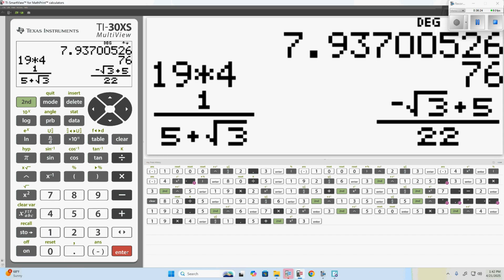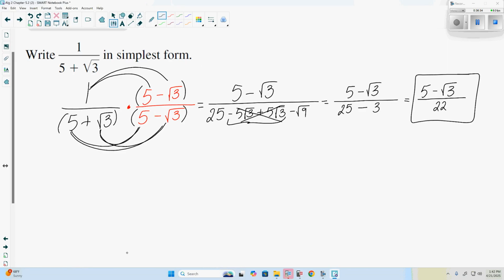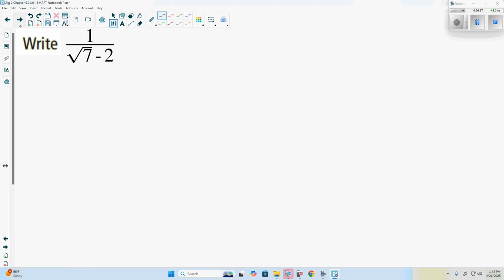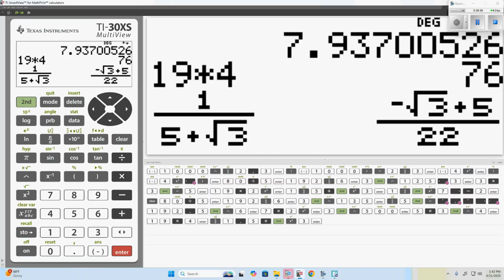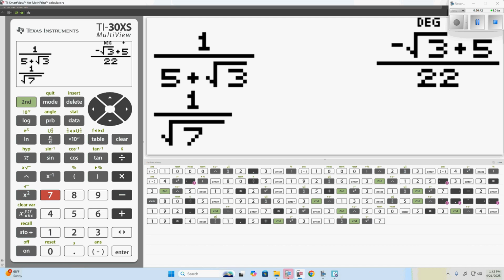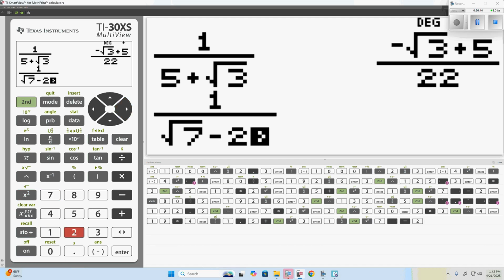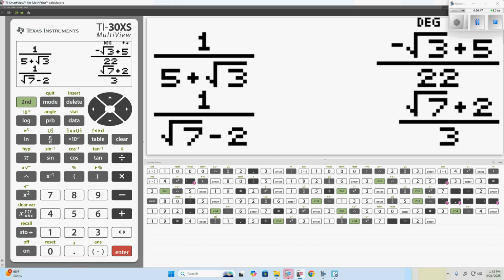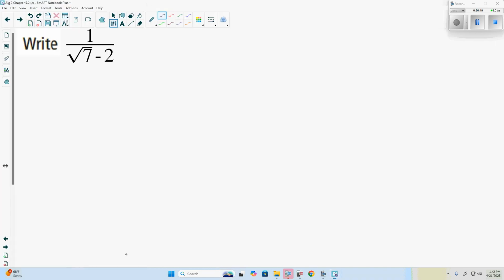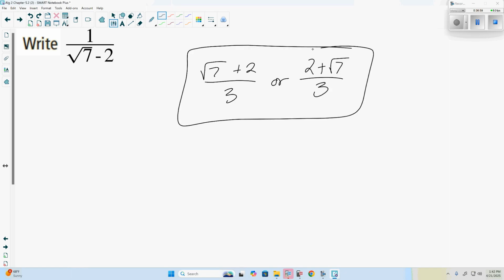Well, what did we just see here? I can do 1 over 5 plus the square root of 3, and we got our... So what could we also do with... There's 7. I think it was minus 2, yes? Or we could say 2 plus... Questions on this here?